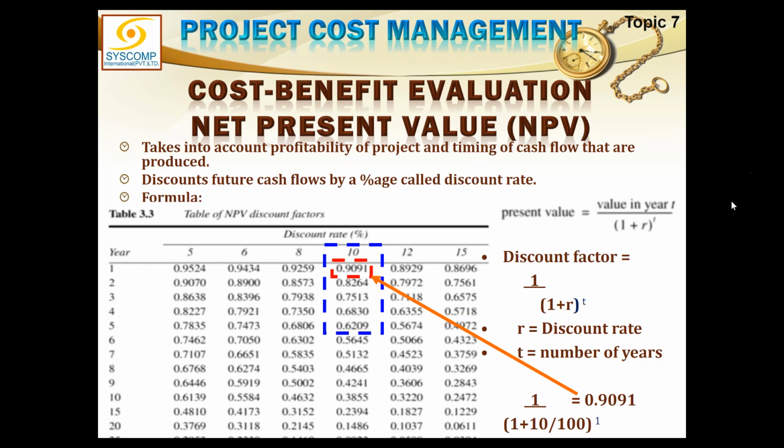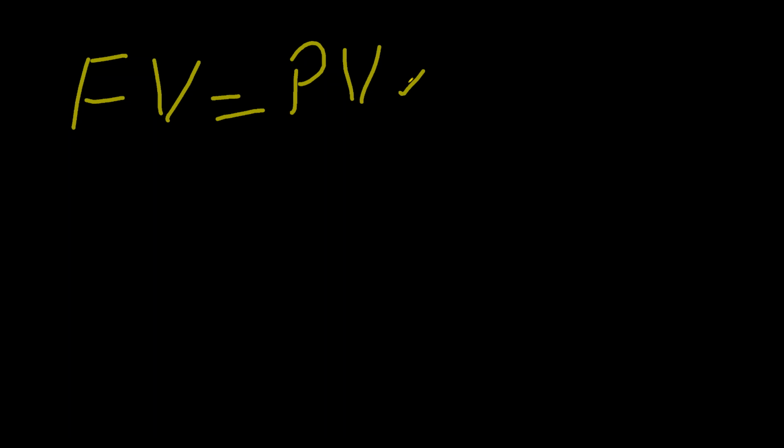Anyone following me on that? Yes, sir. That is, the future value is equal to the present value multiplied by 1 plus interest rate, raised to the power number of years.